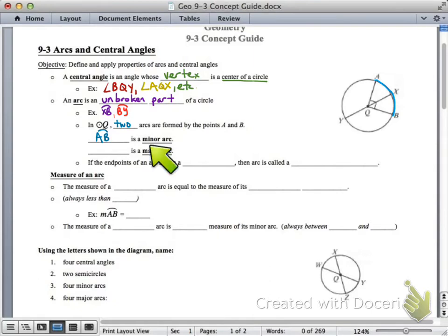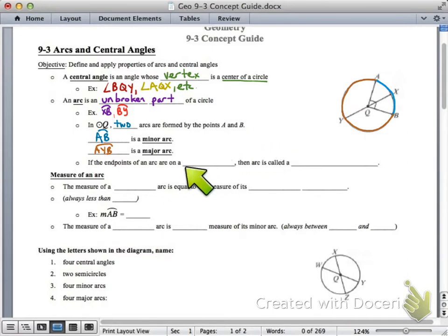In circle Q, two arcs are formed by the points A and B. The one that you notice first is this one. Arc AB is the minor arc, meaning it's the smaller one. If there's a minor arc, that implies there's also a major arc. Where is it? It is arc AYB. It goes the other way around the circle. The shorter distance between two points is called the minor arc. The longer distance around is called the major arc, which is kind of self-explanatory.